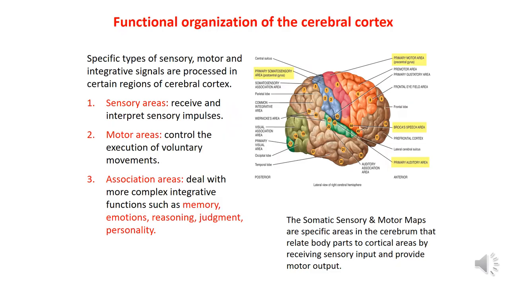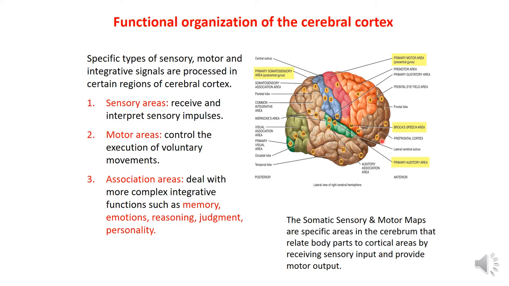Functional organization of the cerebral cortex. Specific types of sensory, motor, and integrative signals are processed in certain regions of the cerebral cortex. We mentioned previously that the cerebral cortex is formed of multiple areas. We have an area called gyri, and these gyri are elevations, and in between we have fissures named sulci. These areas are either producing sensory, motor, or integrative function.